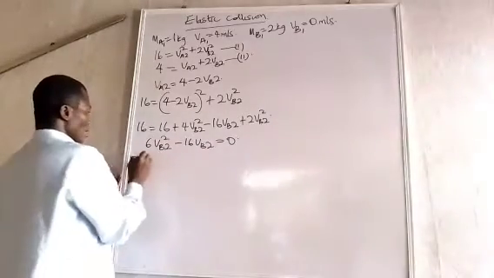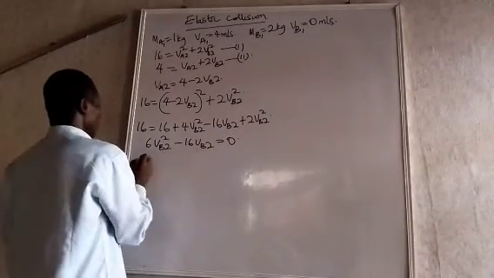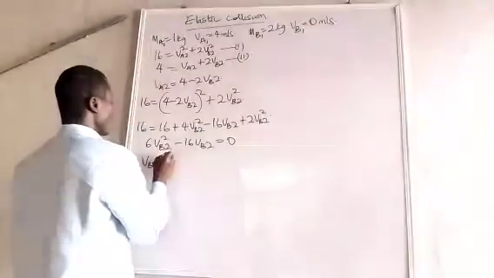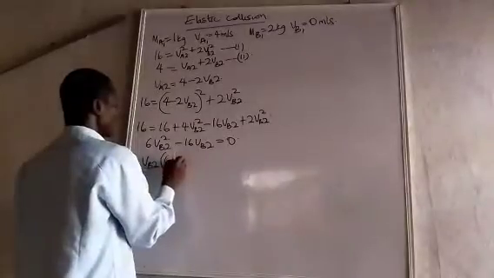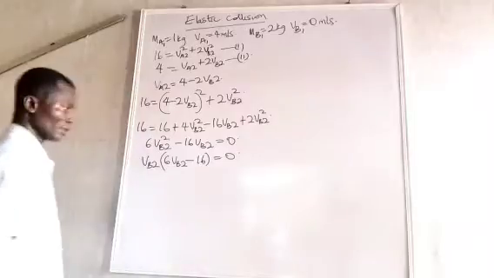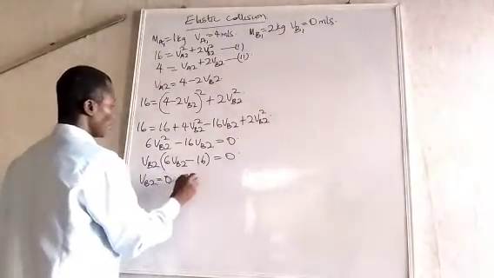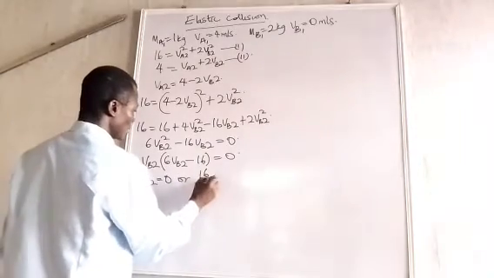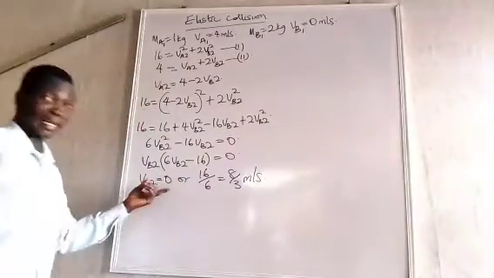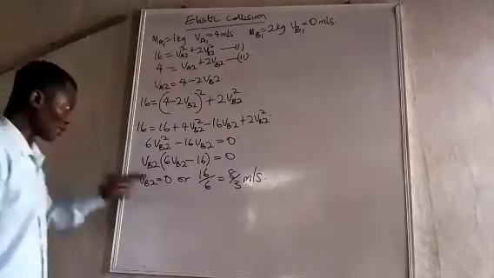So I can now say Vb2 into 6 Vb2 minus 16 equals 0. So Vb2 will be equal to 0 or 16 over 6, which is 8 over 3 meters per second. It can never be 0. This 0 implies the velocity before collision. That's why you are having it like that.